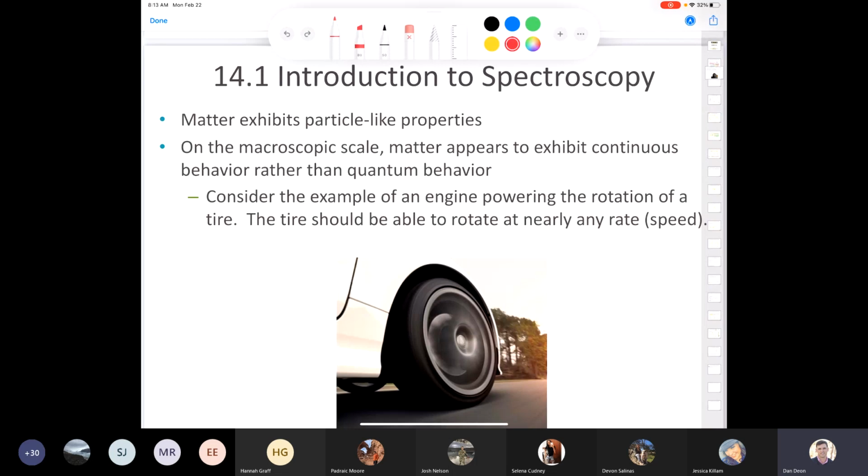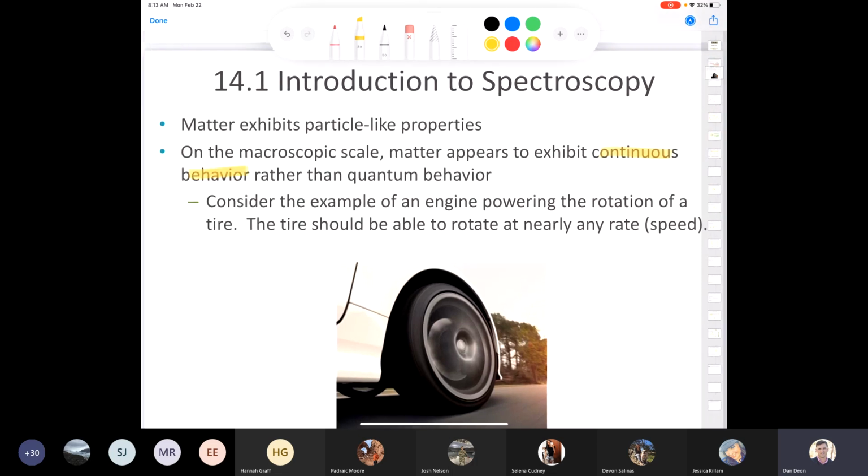And so sometimes it can be a little bit difficult for us to understand how light interacts with matter. But let me explain it the best way I can. It says here that matter exhibits particle-like properties, but on the macroscopic scale, matter appears to exhibit continuous behavior rather than quantum behavior. So continuous behavior, that would be classical mechanics. So you could write that in here, classical mechanics, that's all the stuff that you would have studied in physics, maybe in high school or something, or in university.